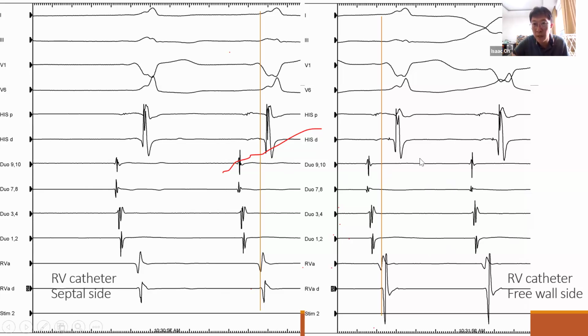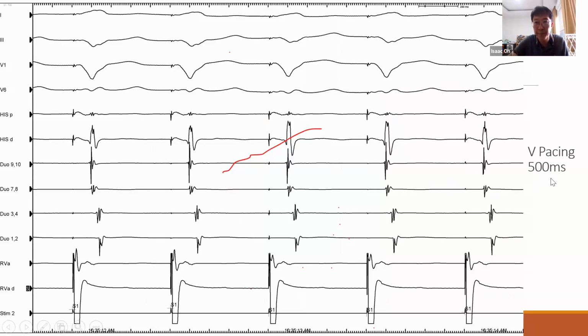But when we put the catheter to the RV free wall, the RV signal was earlier than on the septal side, and earlier than the His potential, around the onset of the delta wave of the QRS complex. So the bypass tract may not be on the septal side, but relatively on the free wall side of the anterior area.